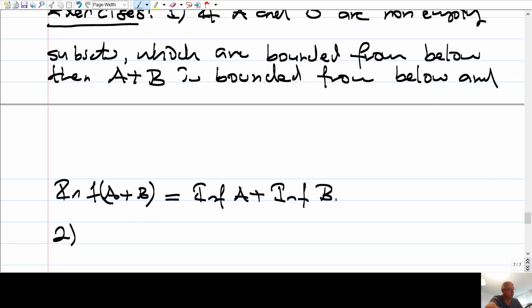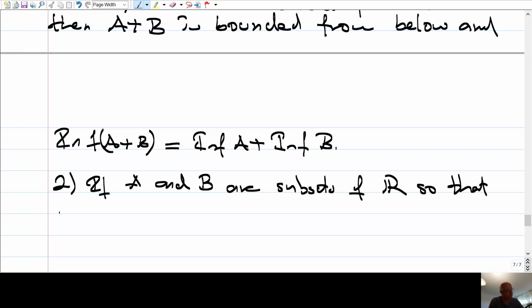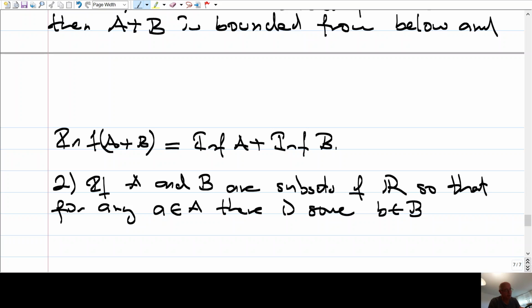And the other dual fact is this: if A and B are subsets of R, so that for any a in A there is some b in B with b is less than a.